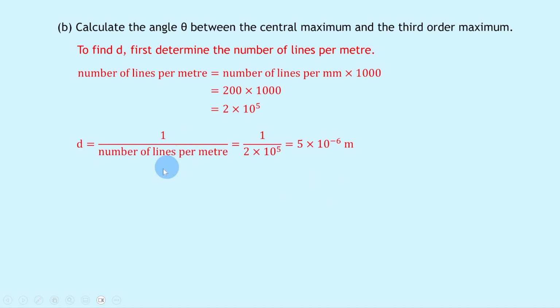So we have d equals 1 over the number of lines per meter, which is equal to 1 over 2 times 10 to the 5, and if you do that in your calculator, you should get an answer of 5 times 10 to the minus 6 meters. And now we're in a position to calculate the angle theta.